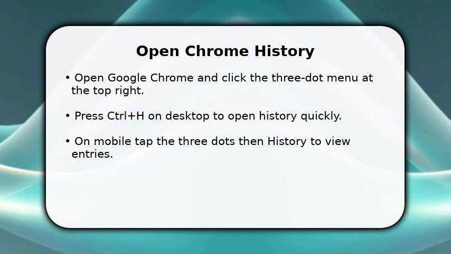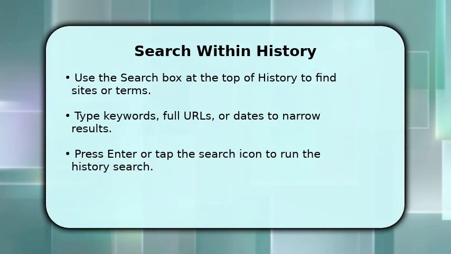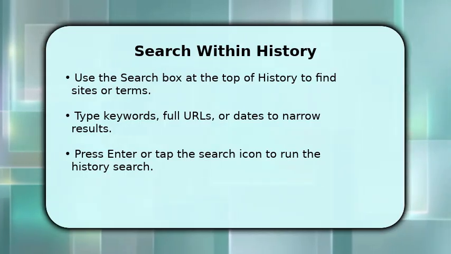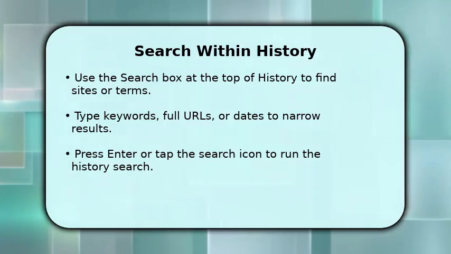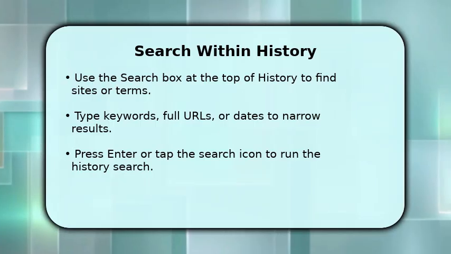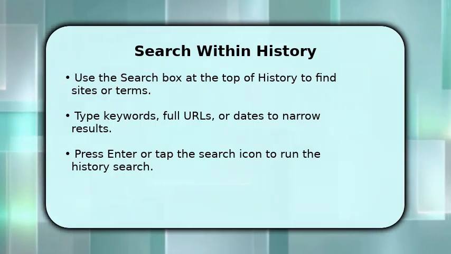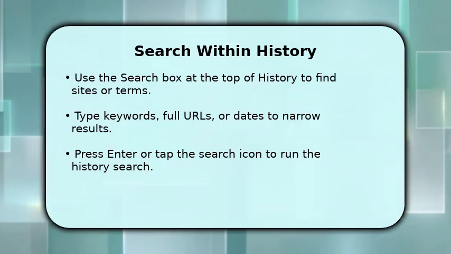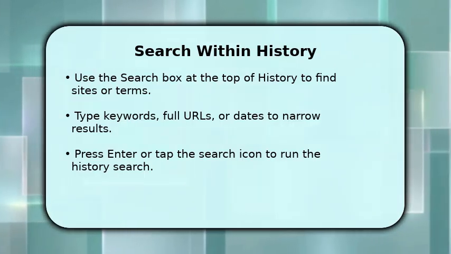With the History tab open, locate the Search History box at the top. Click into that box and type keywords, full URLs, or partial site names to narrow results. You can also enter a date or month to focus your search on a time range. Press Enter or tap the search icon to execute the query and show matching entries.